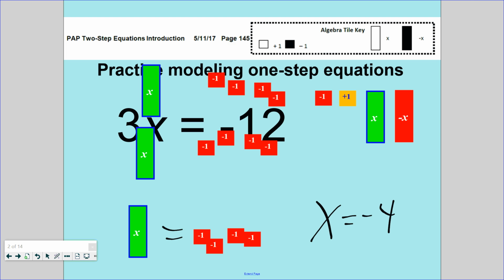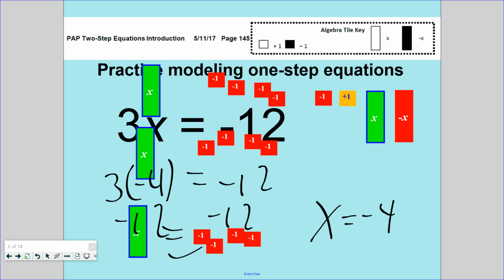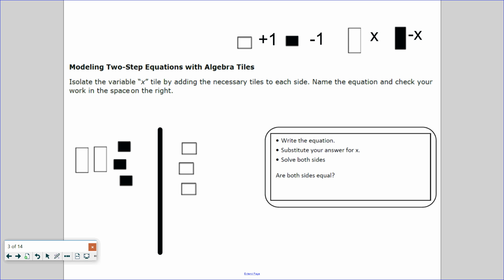X is equal to -4. Let's check our work. Substitute the x with -4. What is 3 groups of -4? -12. Is -12 equal to -12? Yes, it is. Now that we have the basis of modeling a one-step equation, we can talk about how to model a two-step equation. We're going to isolate the variable x tile by adding the necessary tiles to each side. Name the equation and check your work in the space on the right.